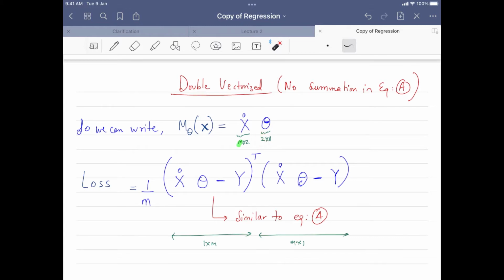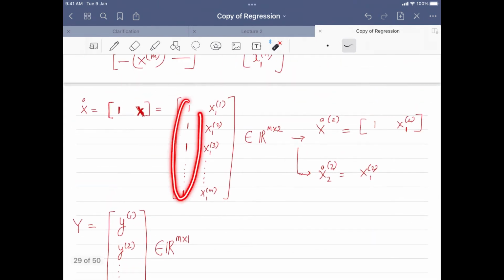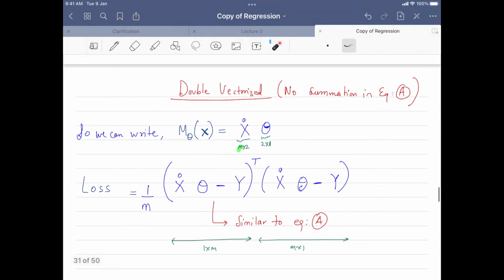If you have only one feature, that's why you have 2 cross 1 here, and the 2 is coming because you are appending 1 here. Otherwise it's a single feature, so theta 0 and theta 1. So this is 2 cross 1. So we have this as our matrix, right? Theta 0 and theta 1. So this 2 is coming because of that.